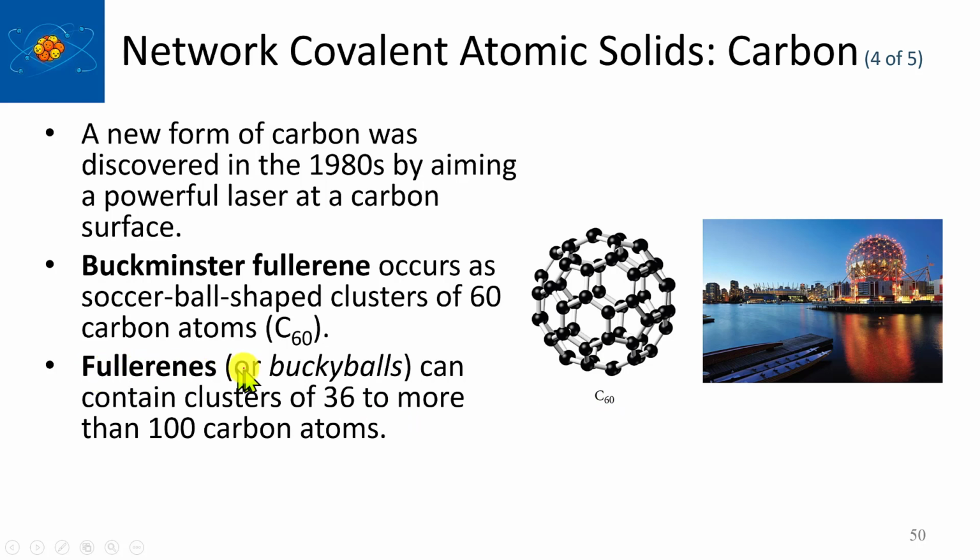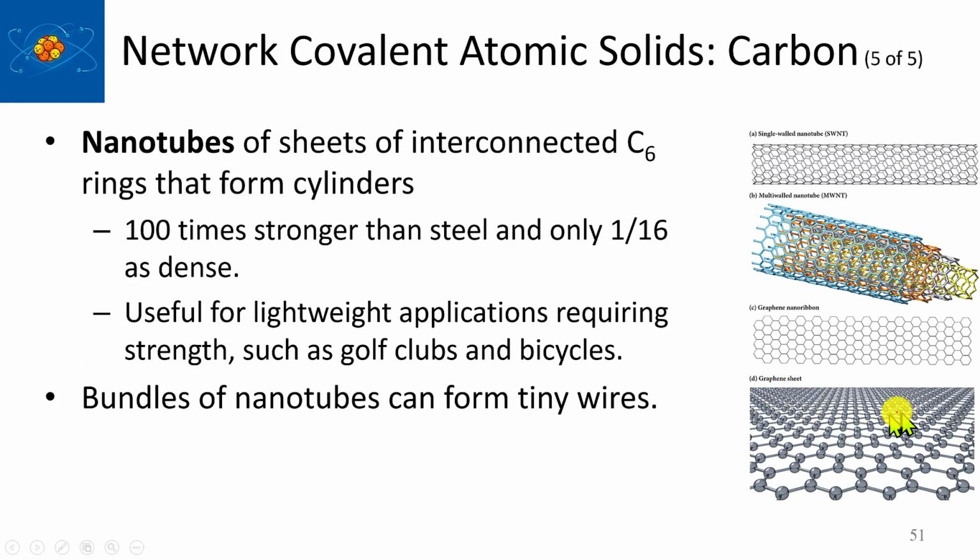So fullerenes contain clusters of 36 or more than 100 carbon atoms in some sort of spherical relationship. The generic name for them is buckyballs, which seems to have caught on pretty well. And then this is graphene down here. It's a layer of graphite. And what scientists have figured out how to do is produce what are called nanotubes. Basically it's graphene rolled up into a tube shape.